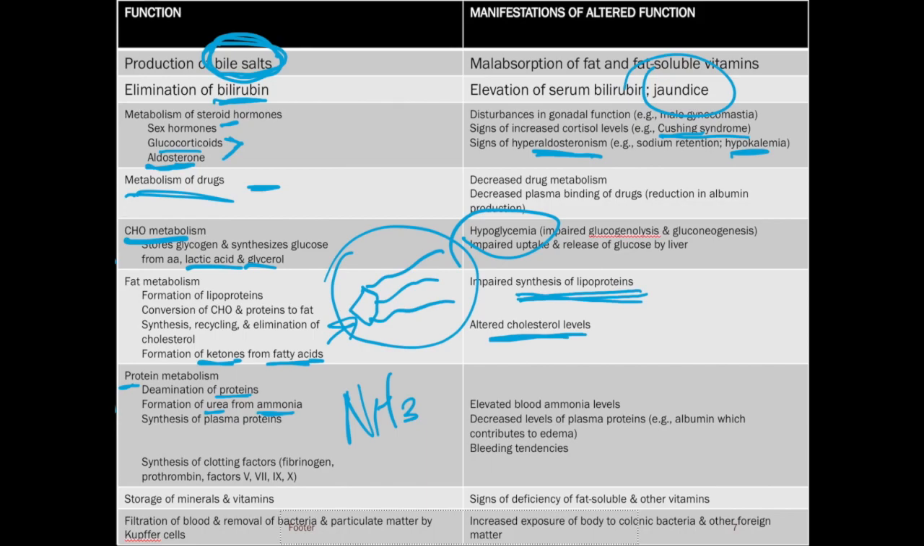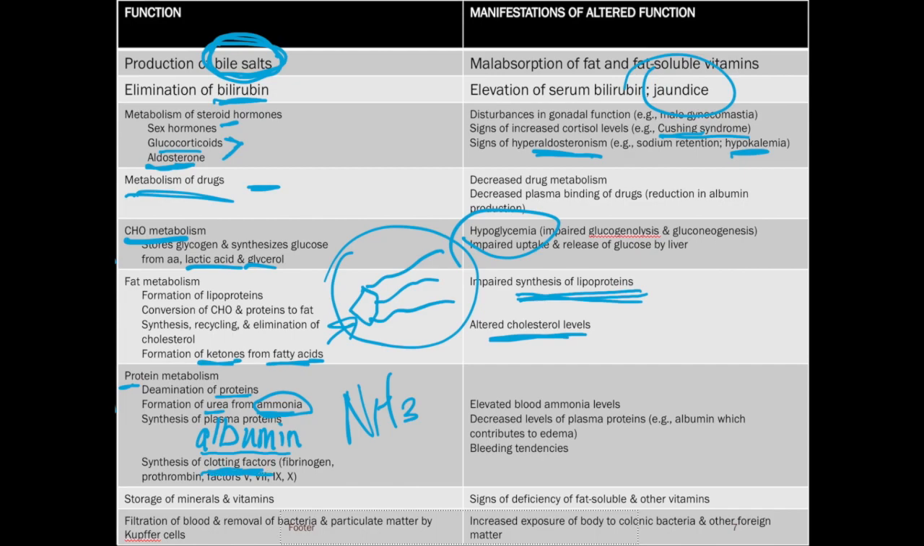If you think ahead of me, it's albumin. So the liver is responsible for synthesizing albumin. Remember that, because it's going to be really important later. And then again, there's the synthesis of clotting factors. So what happens if the body isn't breaking down ammonia into urea? Well, you're going to have a buildup of ammonia. The liver is not producing albumin. What's going to happen? We'll talk about that later as well.